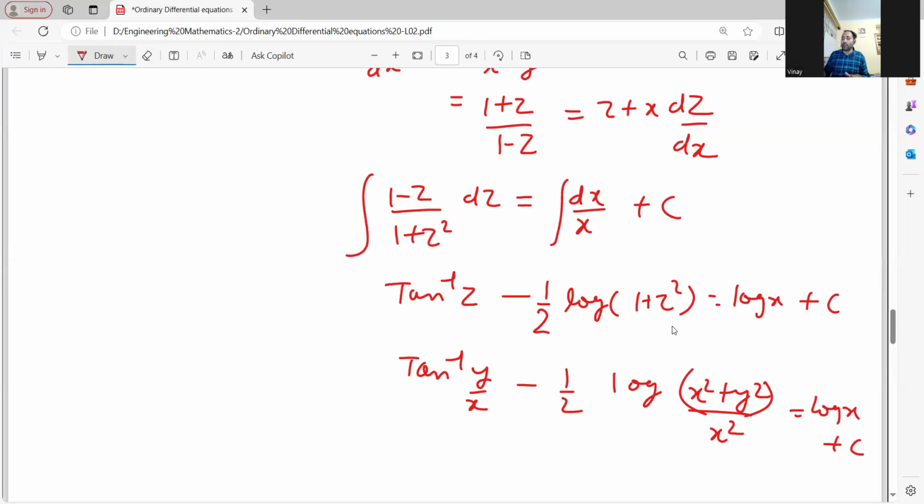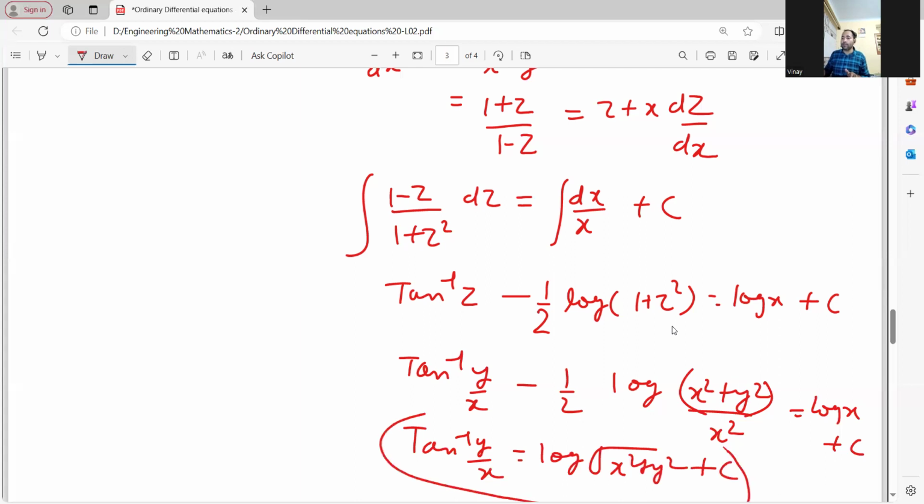And once you simplify this, this log x will be cancelled out. And on the other side, you can just simplify, half will be, by the way, taken on the root side, just to put it in the standard form. Log of root x square plus y square plus c. So this is the solution of the given homogeneous differential equation.